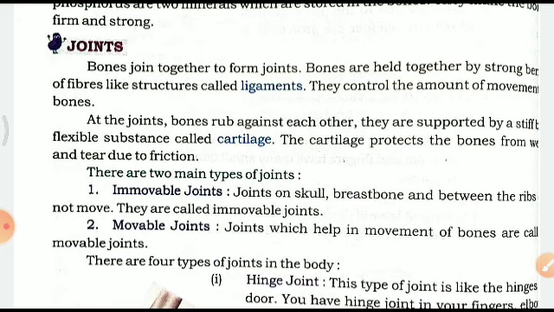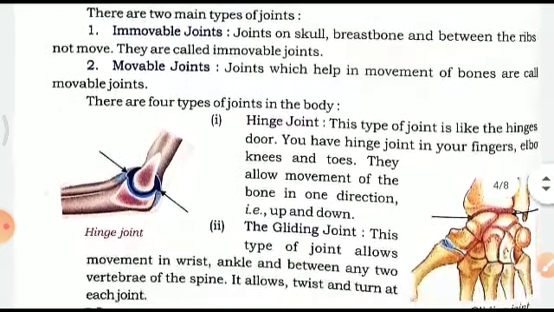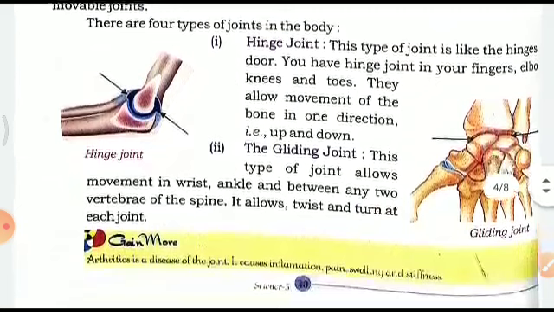There are two main types of joints, immovable and movable. Simple: in an immovable joint, the bones cannot move freely, whereas in a movable joint, they can move. Now, the joints in the skull, breastbone, and between the ribs do not move. They are called immovable joints. Joints which help in the movement of bones are called movable joints. Now, there are four types of joints in our body.